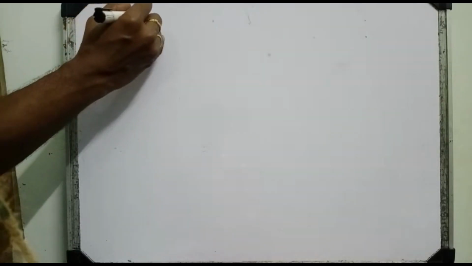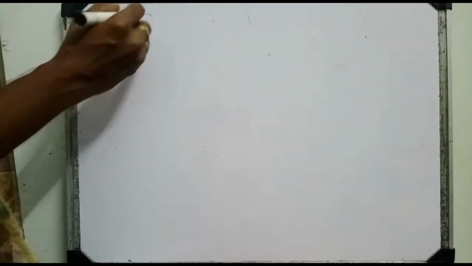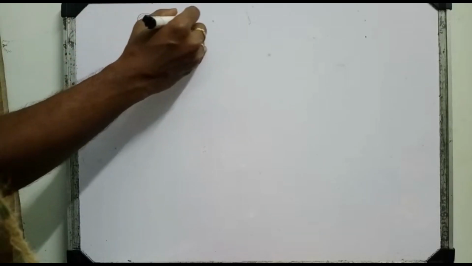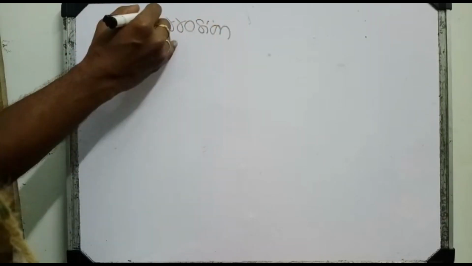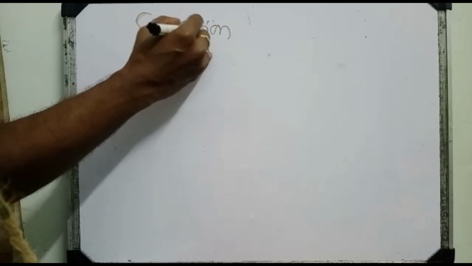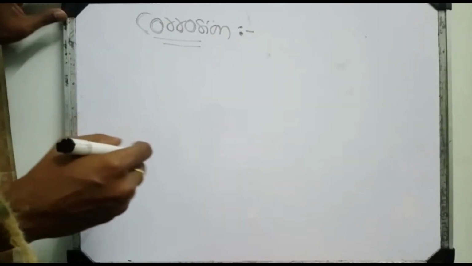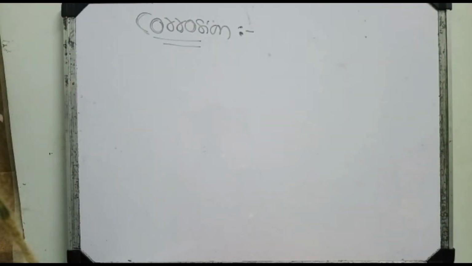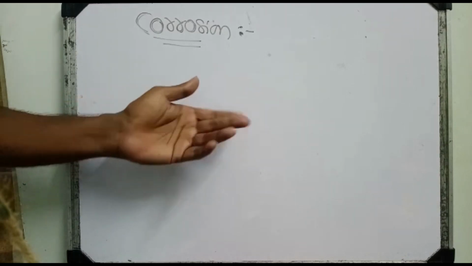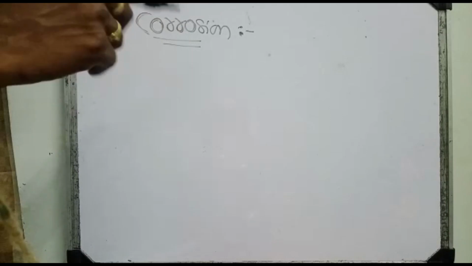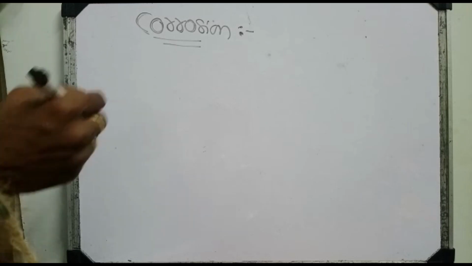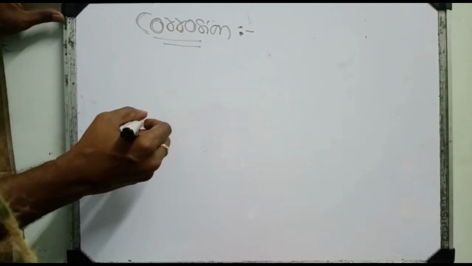Next, the important concept we are going to discuss is corrosion. What is corrosion? Suppose you take iron and put it in the atmosphere. Slowly it becomes rust. The rust is removed from the metal surface, and fresh metal is again contacted with the atmosphere, which continues the damage. So the metal strength continuously decreases. That is what we call corrosion.